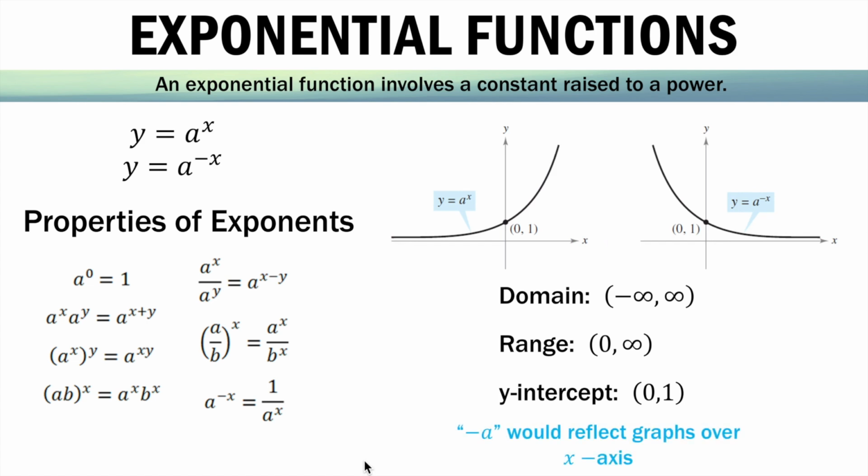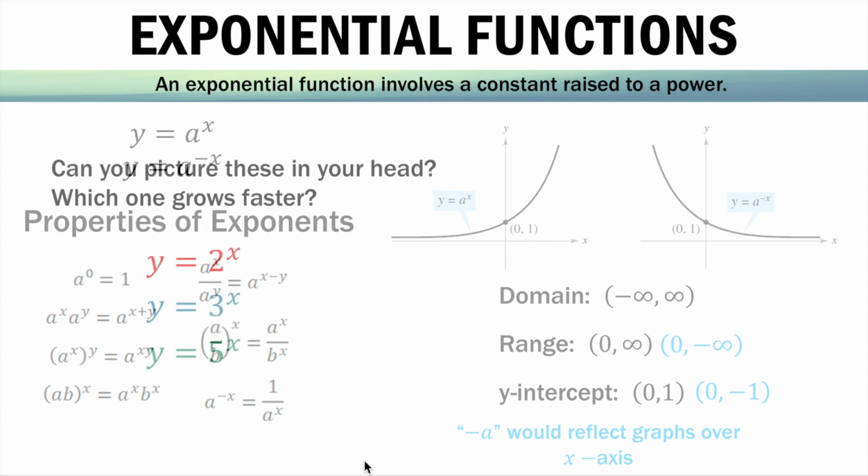Now just a note, if you wanted something to go below the x-axis, a negative constant in the front would reflect these down off of the x-axis. So you'd have, there you go. Those are now below the x-axis. And then what we know is the range is now 0 to negative infinity. These are all negatives. And the y-intercept is 0, negative 1 right there for both of those. So that's a quick overview of exponential functions.